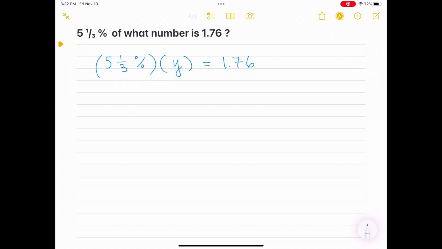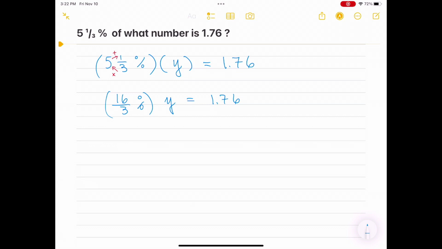Remember, the word of means times. So 5 1/3% times y equals 1.76. Now we convert the mixed number 5 1/3 into an improper fraction by multiplying the denominator 3 times 5, the whole number, plus 1, the numerator, to get the numerator of 16 over 3. We keep the denominator. Percent times y equals 1.76.